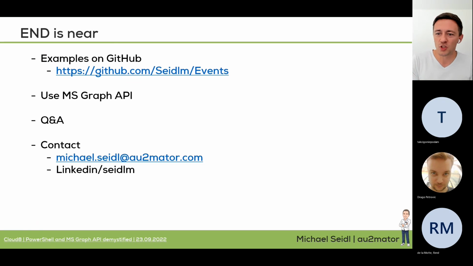The last thing I have to say, use MS Graph API, please. If you do automation, if you do PowerShell in a Microsoft environment, in a Microsoft Cloud environment, use MS Graph API. If someone asks you, can you do this blah, blah, blah with Graph, in your PowerShell script, in your automation, do not look for a PowerShell module, look if you can do it with MS Graph API, okay?